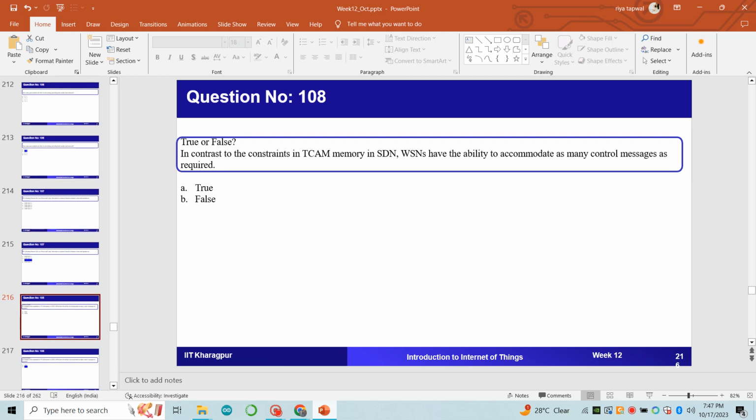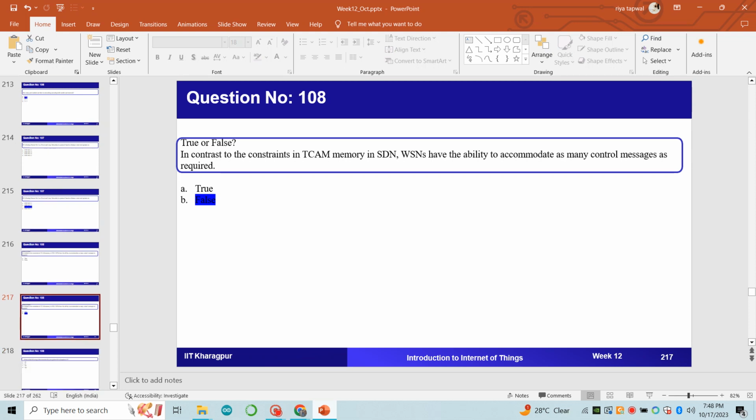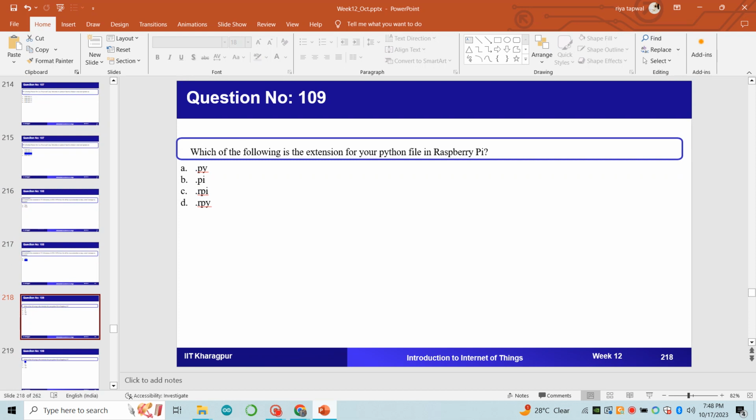Next question is true or false. In contrast to constraints in TCAM memory in SDN, WSN have the ability to accommodate as many control messages as required. True or false? Anyone? No? The statement is false.